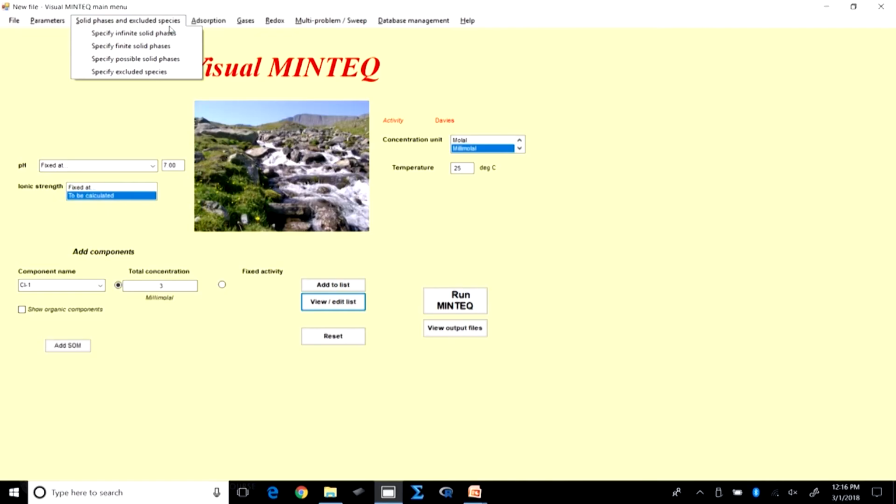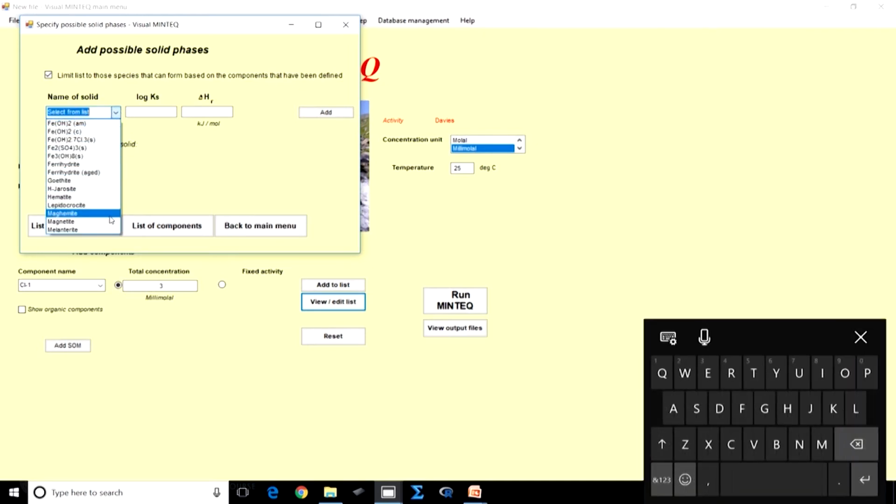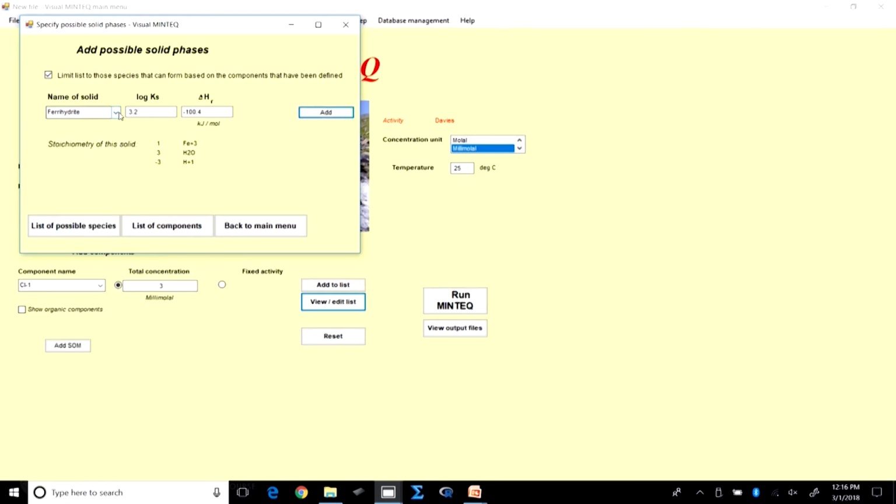So if you do not identify the controlling solid well enough, you can end up with erroneous calculations with respect to your free metal here. So here we are going to assume it is the amorphous form, the most soluble form. So solid phases: specify possible solid phases, limited to those solids possible based on the components that have been defined. I am going to go with the amorphous form here, ferrihydrite, and I am going to add that to the list.